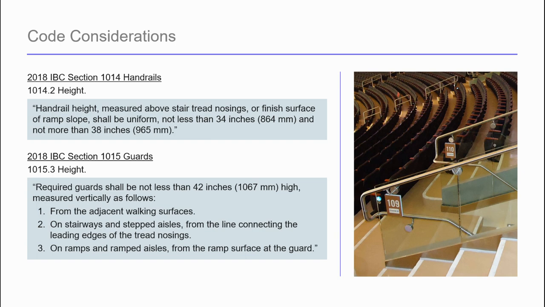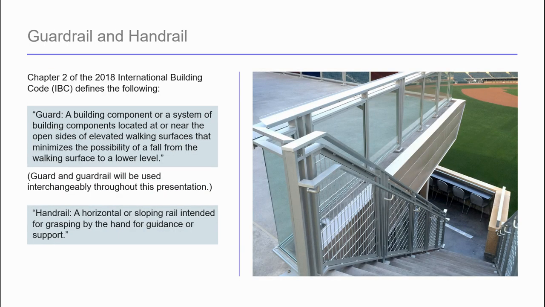And when do you need a guard? When you have a fall over 30 inches. 30 inches or greater. For clarification purposes, the term guard and guardrail will be used interchangeably throughout this presentation. Let's talk about the term guard in Chapter 2 of the 2018 IBC, which defines the following. It's a building component or a system of building components located at or near the open sides of elevated walking surfaces that minimize the possibility of a fall from the walking surface to a lower level. And then, of course, we have handrail, which is a horizontal or sloping rail intended for grasping by the hand for guidance or support.